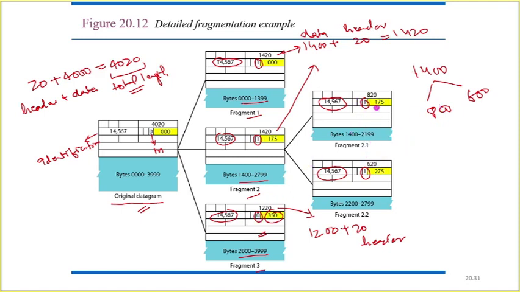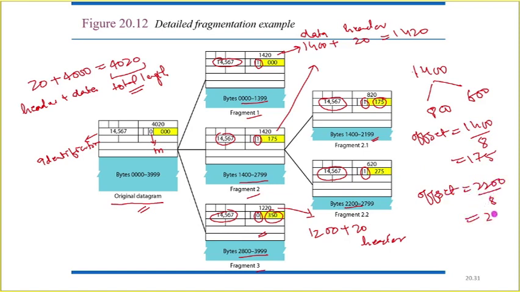So how is 175 coming, the offset? We need to calculate the offset. Once it is divided into 800 and 600, 1400 plus 800 gives 2200. For the first one, the offset will be 1400 divided by 8, which comes out to be 175. The second one starts at 2200, so the offset will be 2200 divided by 8, which comes out to be 275. So this is the offset. This is the basic idea of how fragmentation is done.